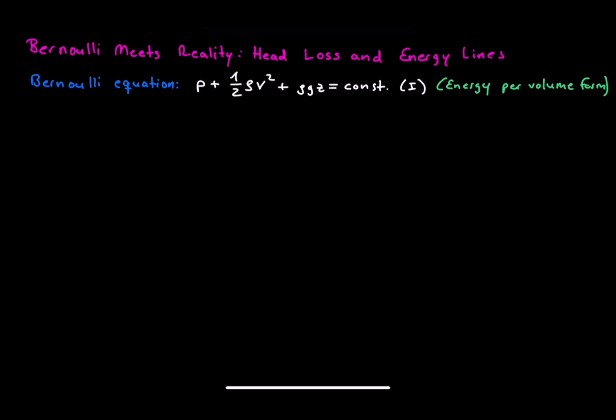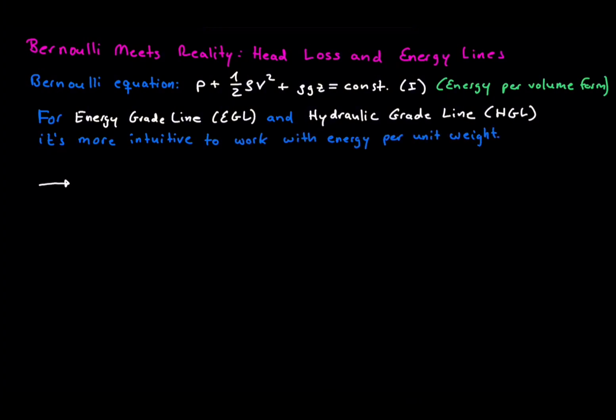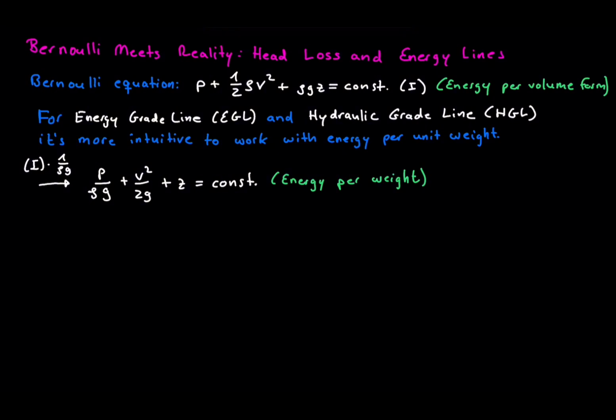That's perfect when analyzing forces or momentum, but when we want to plot how energy changes along a pipeline, it's more convenient to express it per unit weight. So the vertical distances on a diagram literally correspond to head. Dividing through by density times g gives pressure over density g plus velocity squared over 2g plus z equals a constant. We presented it before in the volumetric form, but this head form is handier for visualizing the energy grade line and the hydraulic grade line, which we'll use throughout this episode.